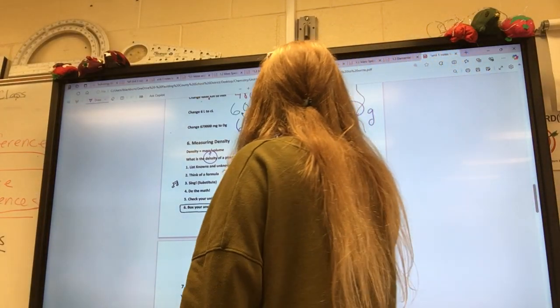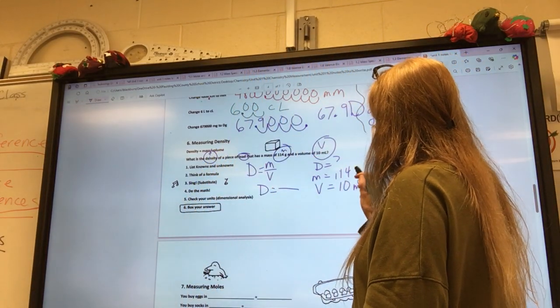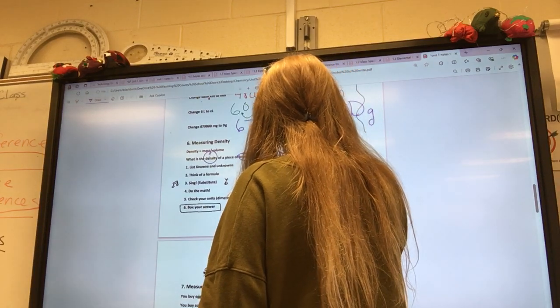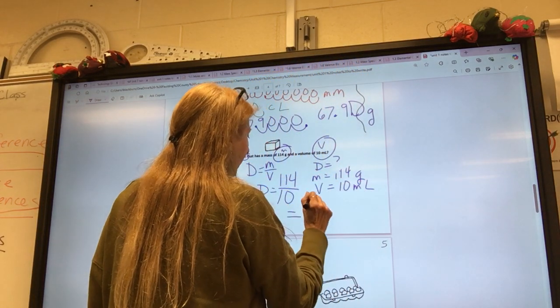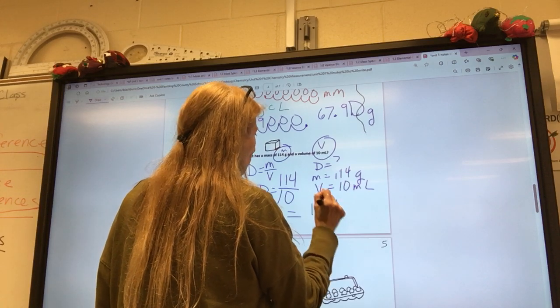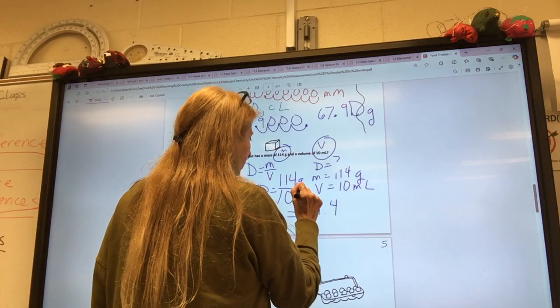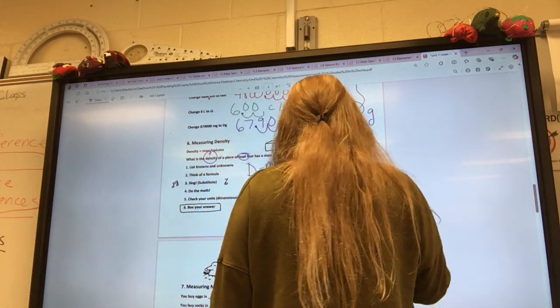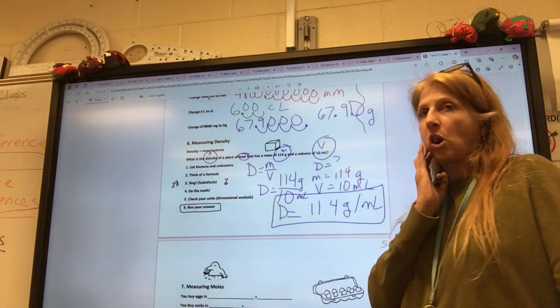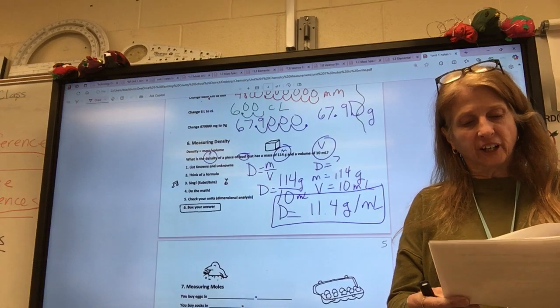I promise it helps. Okay, so the mass is 114, and the volume is 10, and I can do this math in my head. It's 11.4 grams per milliliter. Put a box around it. So that's how we're going to do problems in here.